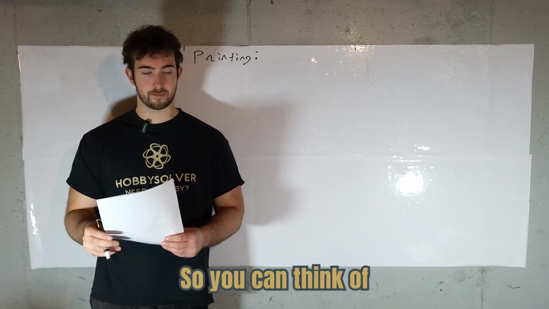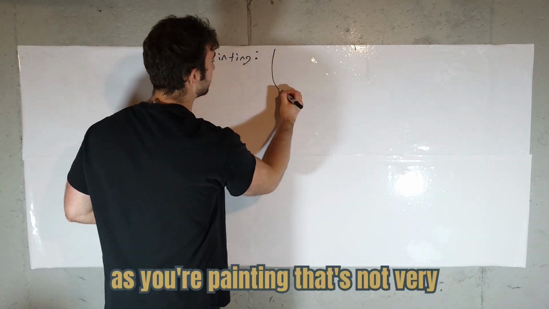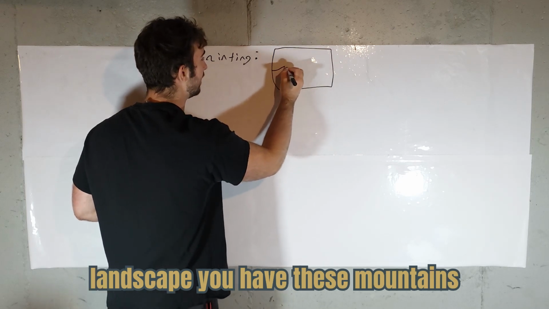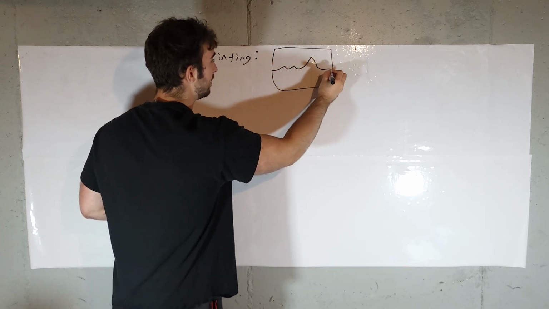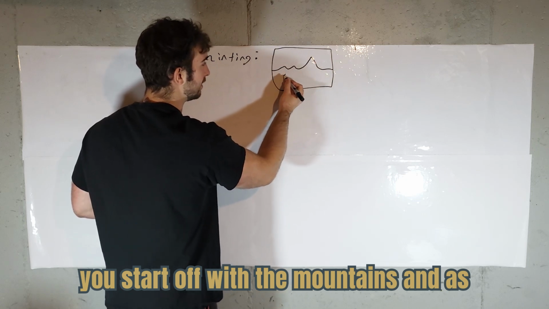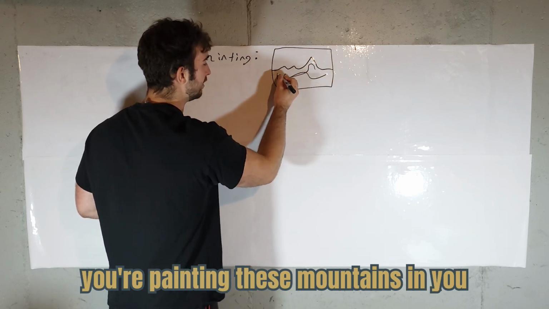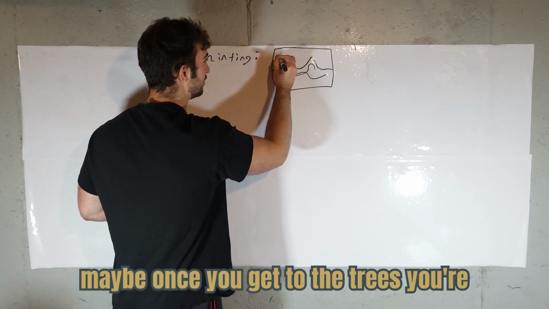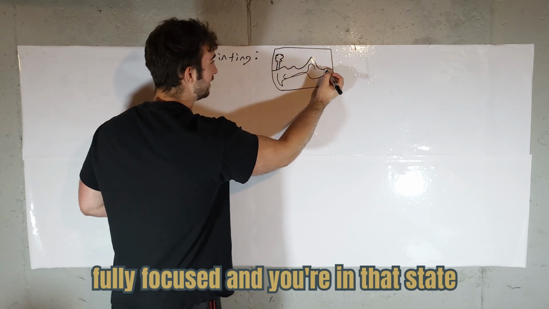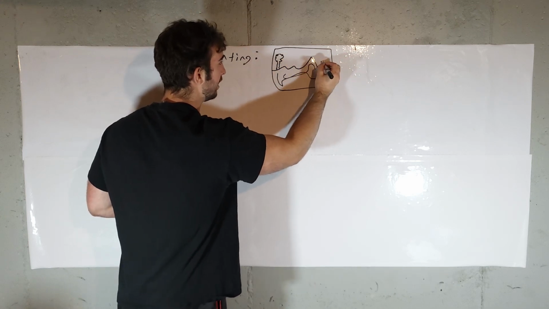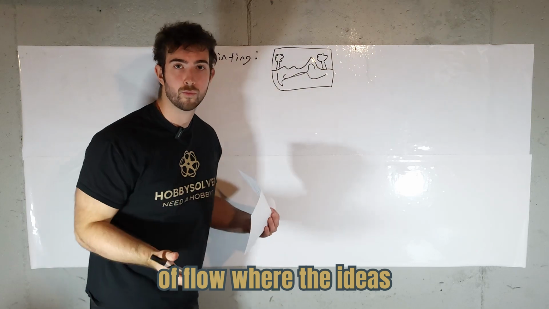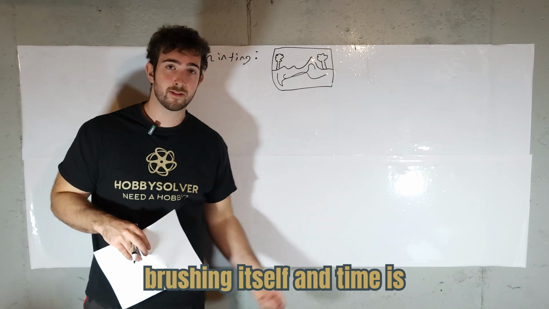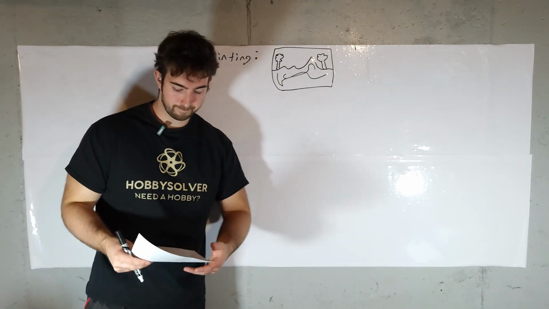So you can think of, as you're painting that landscape, you have these mountains. You start off with the mountains, and as you're painting these mountains in, you slowly enter the flow state. And maybe once you get to the trees, you're fully focused and you're in that state of flow where the ideas are flowing out. The brush seems to be brushing itself and time is flying by.